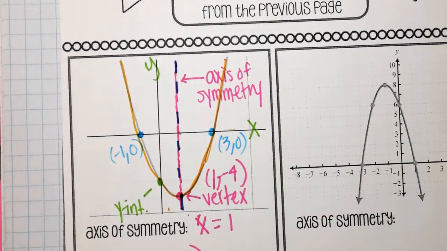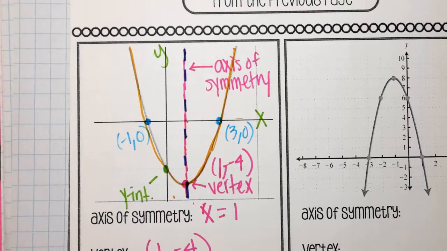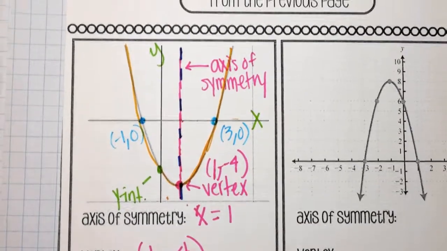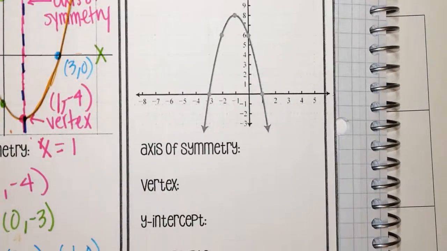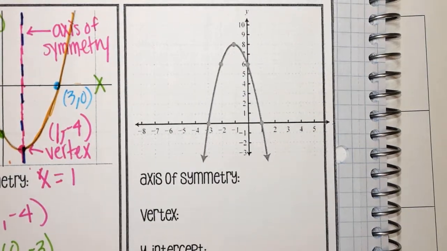Try the next one without me. Do all of them except for domain and range. Do the axis of symmetry, vertex, y-intercept, x-intercept. You can do it. Don't be a baby. You're going to take the training wheels off that quick?